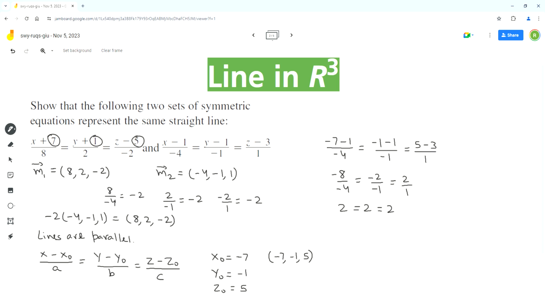So that proves that the symmetric equations represent the same straight line because they are parallel to each other and they share a common point. Point -7, -1, 5 lies on both lines. So this should be the final answer for this problem. So these are the steps you have to keep in mind to solve a problem like this one.